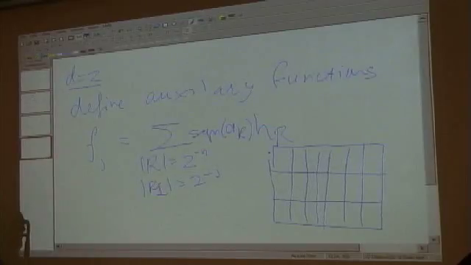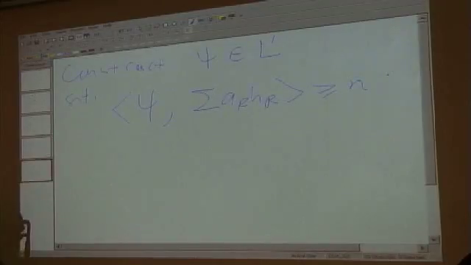Okay, so proof. We construct psi in L1 such that psi inner product with the sum we want is bigger than n. And psi is the product from 1 to n of 1 plus f j.